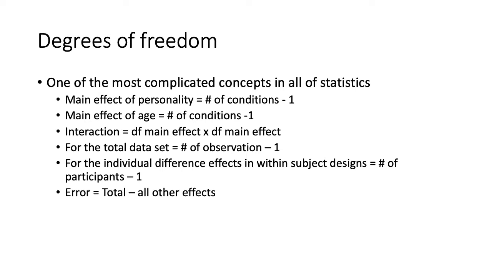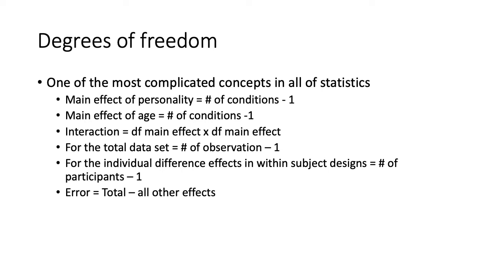But we've seen it once. But let's talk about it. The main effect for personality is the number of conditions minus 1. There are 2 conditions minus 1, so there's 1 degree of freedom. For the main effect of age, there are 3 conditions minus 1, so there's 2 degrees of freedom. For the interaction, it's the degrees of freedom of the main effect times the degrees of freedom of the other main effect. So for this example, it'd be 2 times 1 is 2. For the total data set, and this is the one we've already learned, it's the number of observations minus 1.